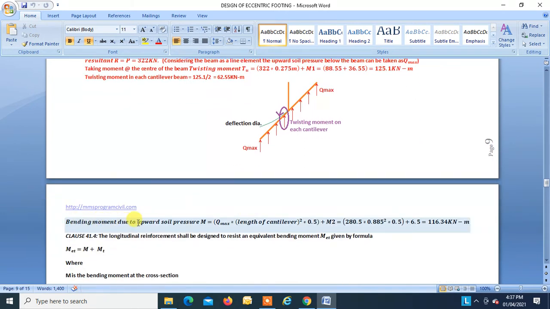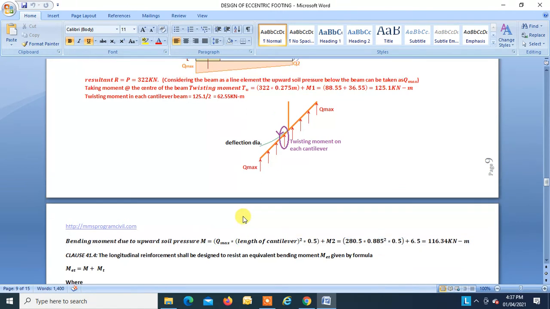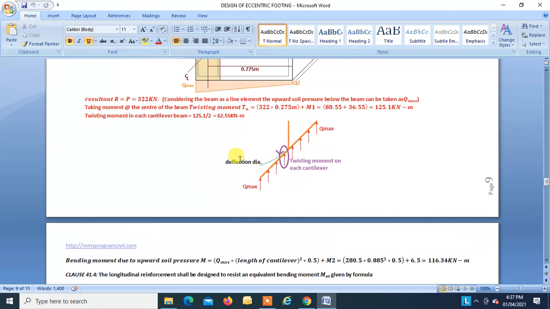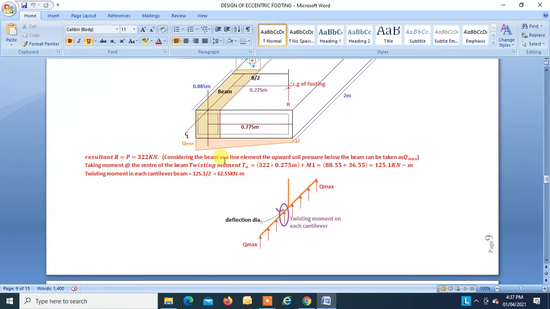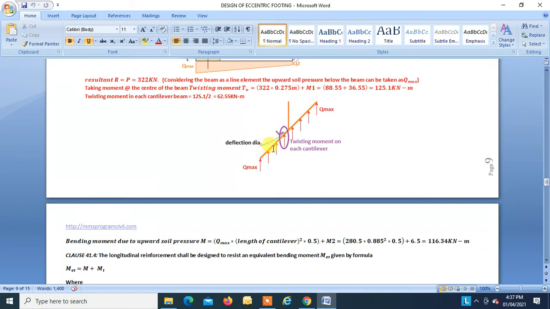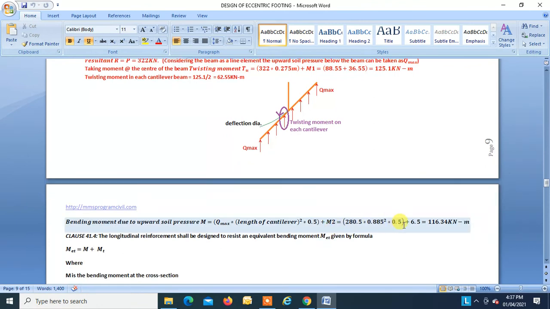Now finding the bending moment due to the upward soil pressure. This will give a bending moment over here, Qmax into this distance, that is 0.885. So Qmax into 0.885 into 0.885 into 0.5, that will be the moment over here, plus we have a moment m2 acting in this direction. So that is equal to 116.34. This is the design moment which we have to take at the face of the support of the beam, right?